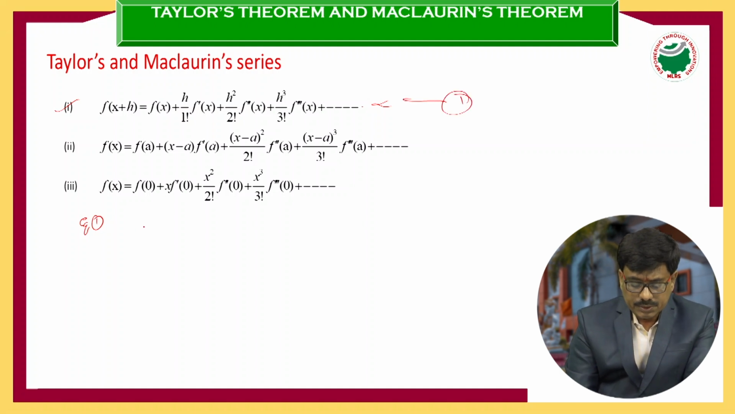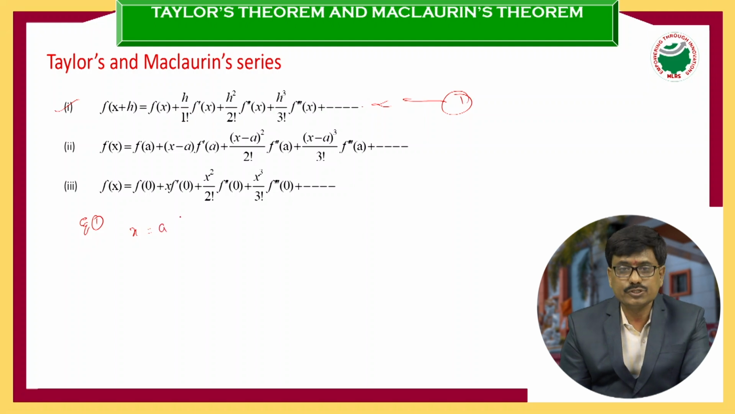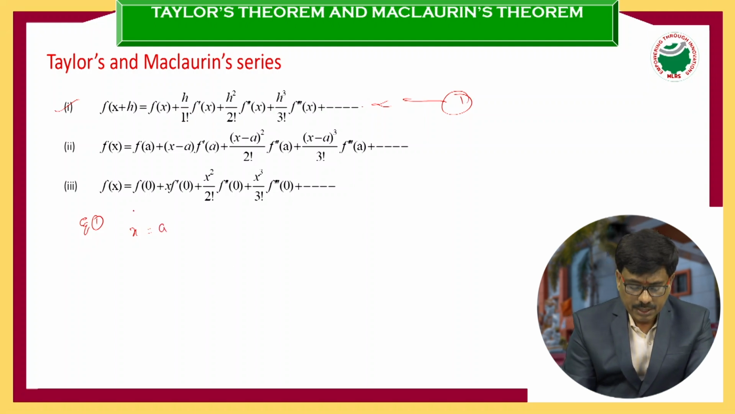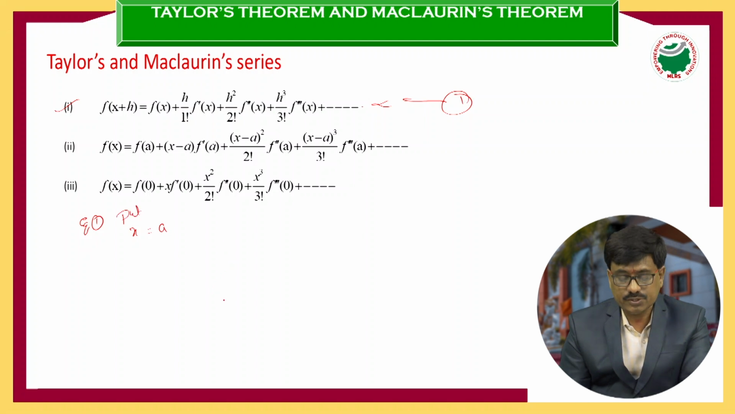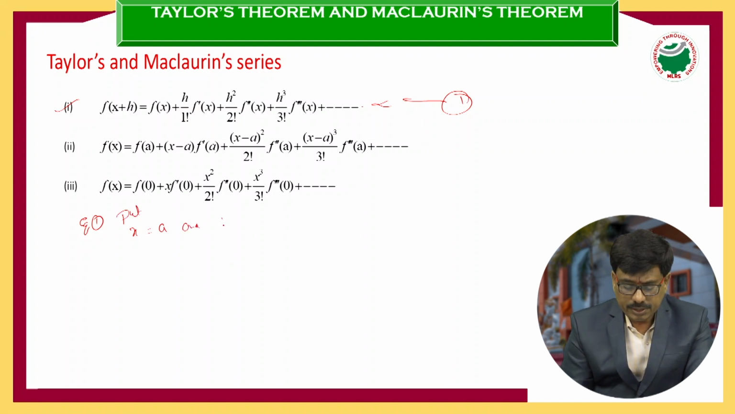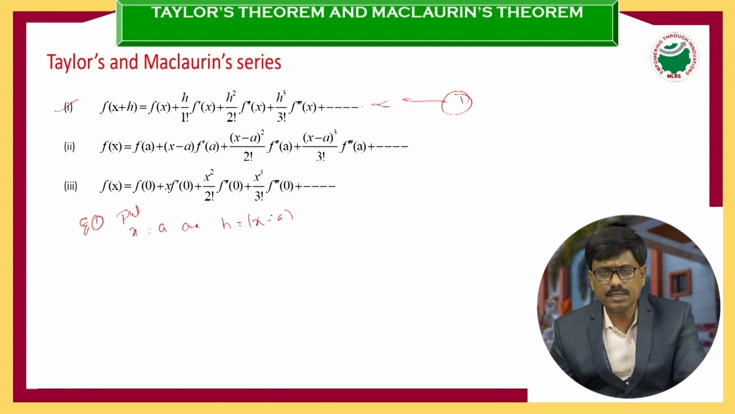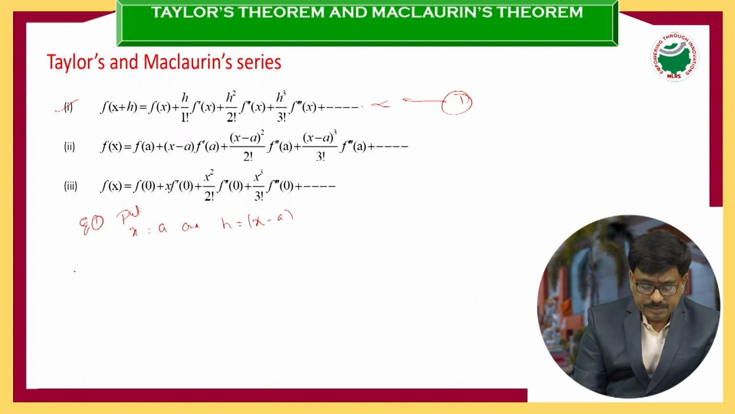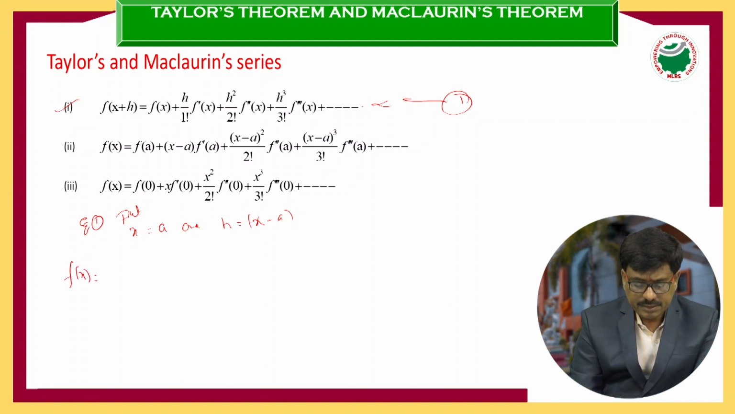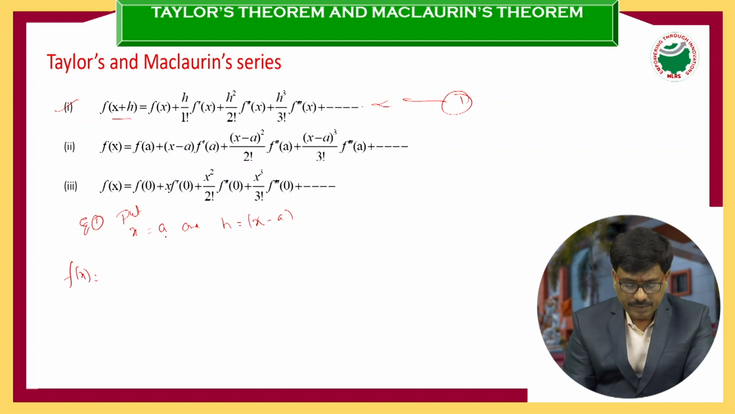In equation 1, we need to substitute x replaced by a. Let us substitute x = a, and I am going to substitute h by x minus a. h is replaced by x minus a. What happens? The series becomes f(x). Now this becomes f(x+h). If I add x plus h, it remains f(x). What is x? x is nothing but a, so f(a+h).